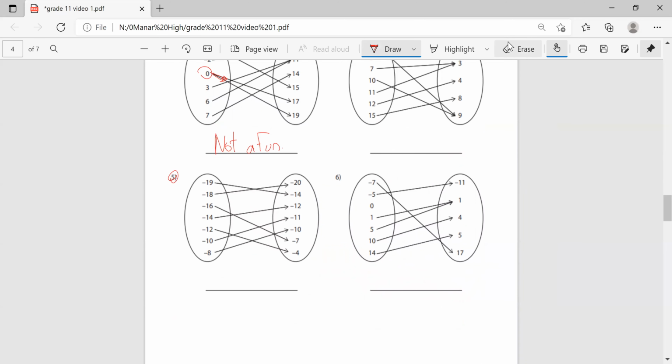Here, number 5. Take a look on the domain, on the X inputs. All the values getting out of it, only 1 arrow. Means that all the values correspond to only 1 value in Y per each value of X. So this is a function.